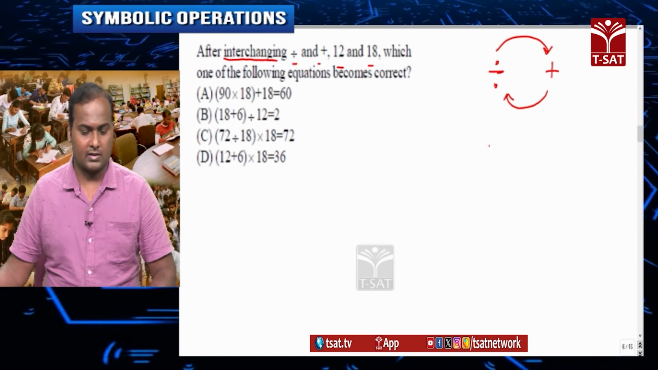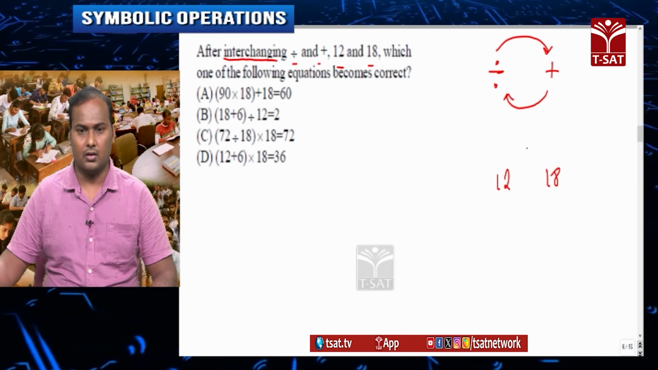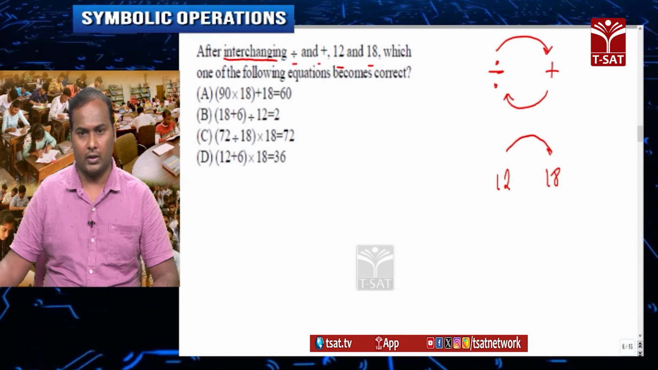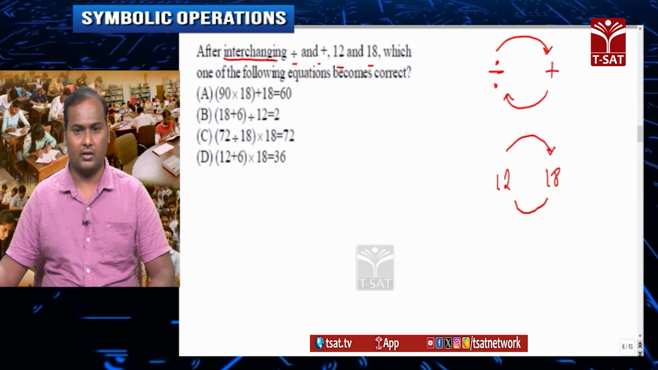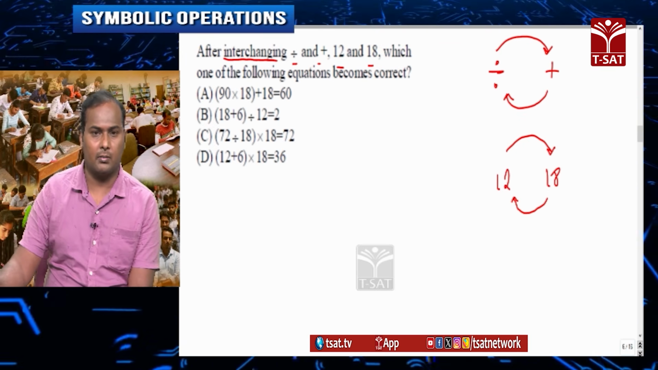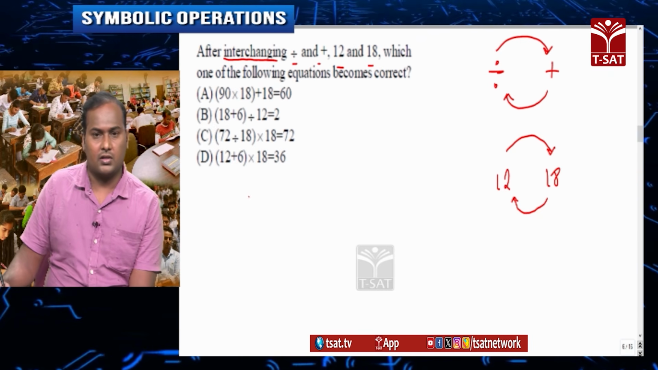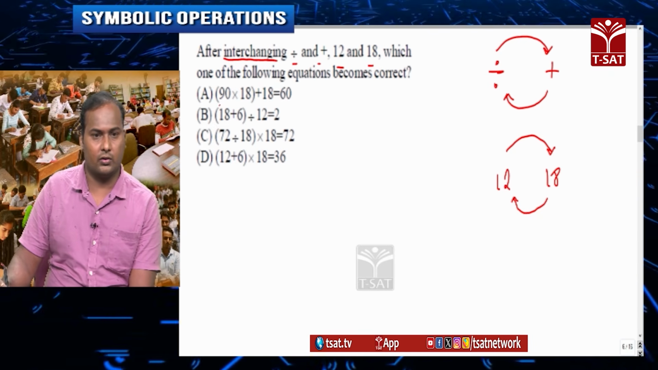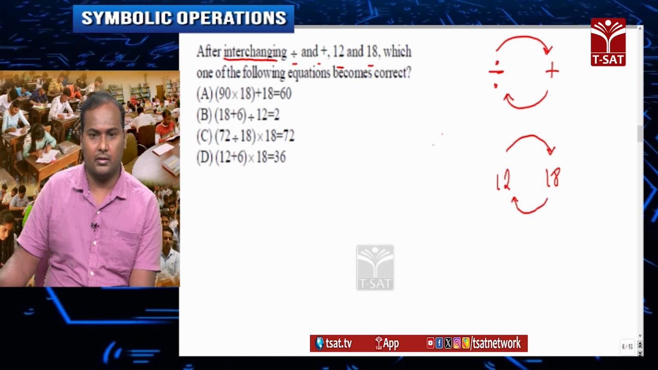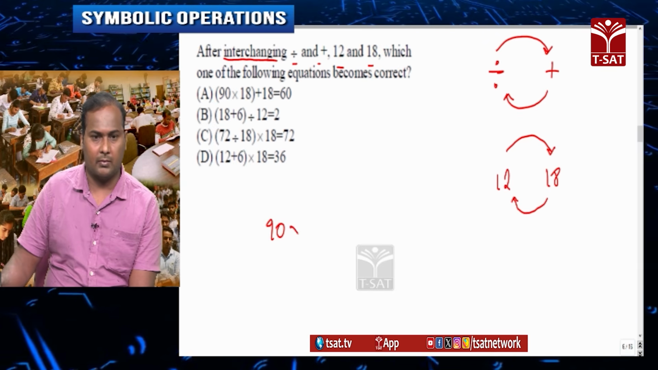In the same way, he is asking to interchange between 12 and 18. So wherever you see 12, you have to put 18, and wherever you see 18, you have to put 12 and go for calculation. Again, it's time consuming. Mainly this type of question is given to check the calculation ability of the student. So let's see option A. Option A, 90. Yes, I can take 90 directly. Multiplication. Yes, I can take multiplication.